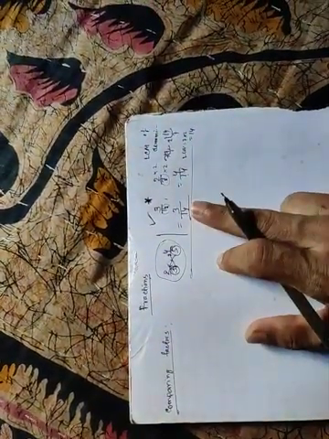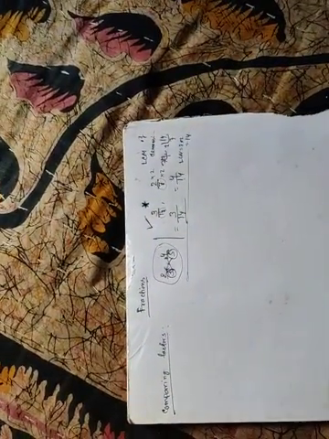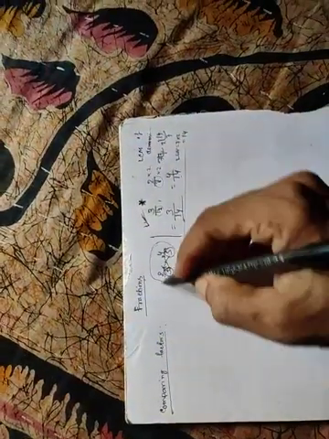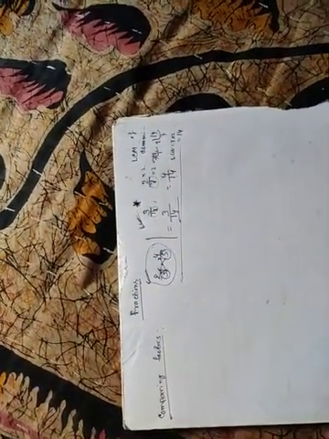Just learn this process very carefully. This is a very important process, because if you are given more than two fractions, you have to use this process. This process is very easy. Okay, so next, how can we compare the fractions?